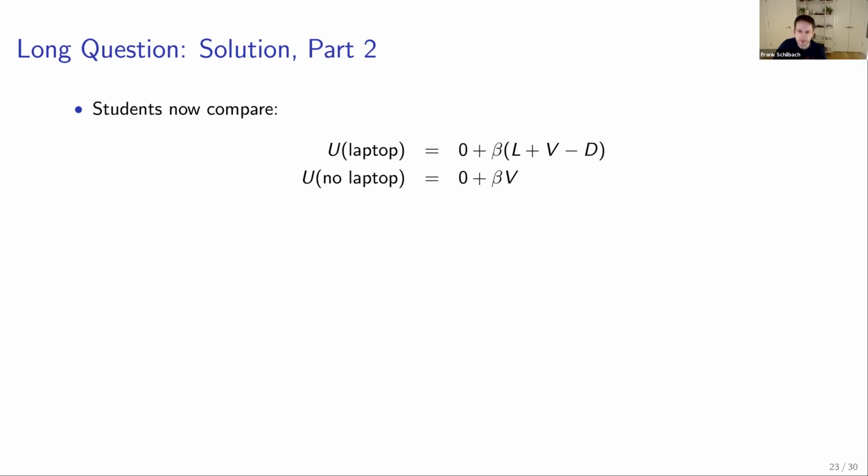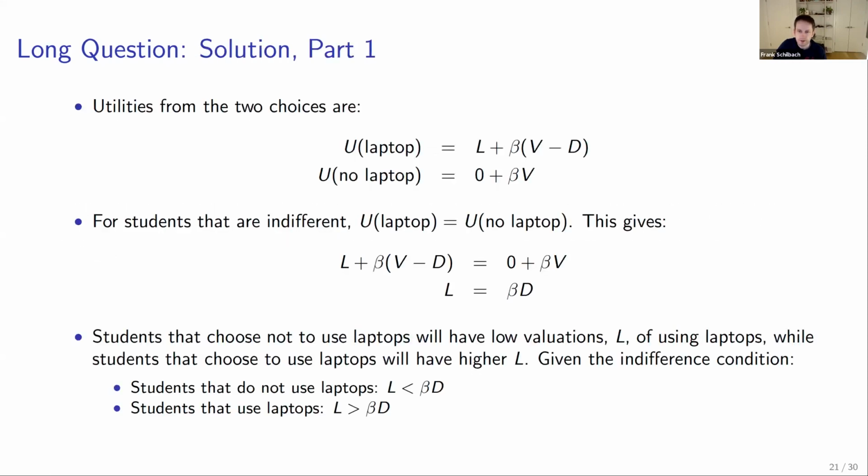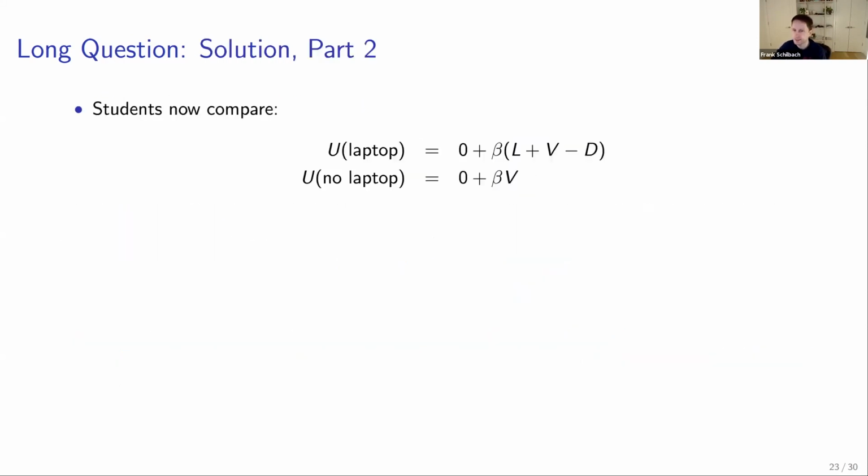Let me just go back here. Here you see the L is not discounted by beta. This is when people make choices for the present. Instead, here the L is discounted by beta, because the laptop benefits are in the future.